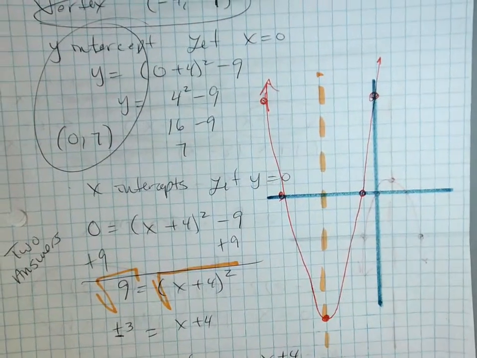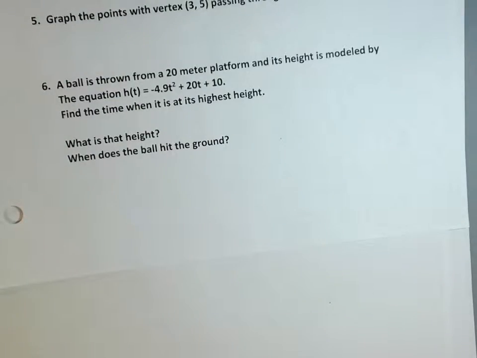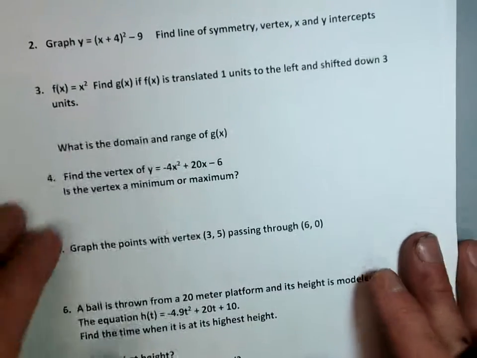Whisk this away. Guys got it? Jackie, you got it? Okay. All right. Who doesn't have it? Are we graphing number 3? No. So number 3 is pretty easy. So number 3 says this. Okay. Find g of x.